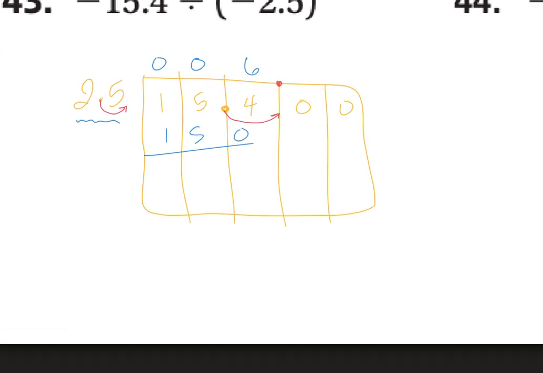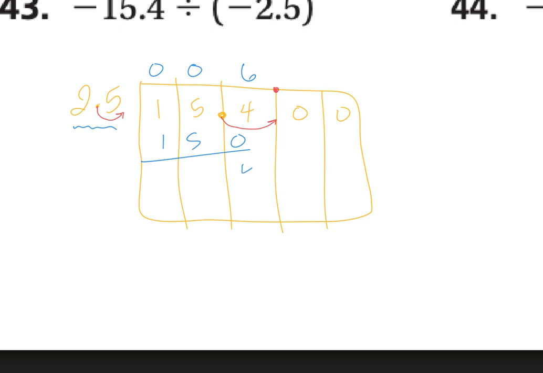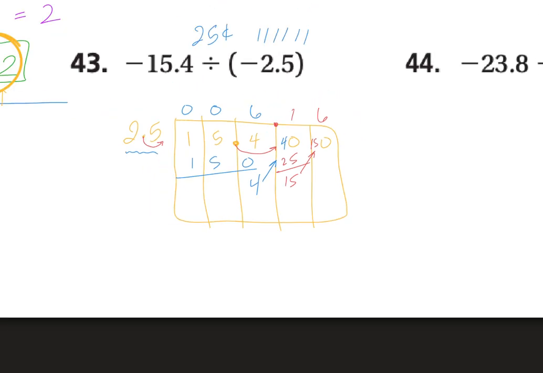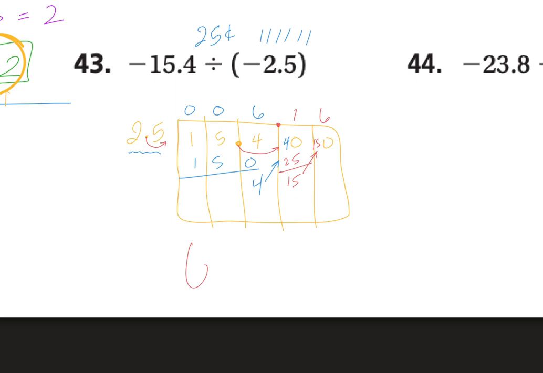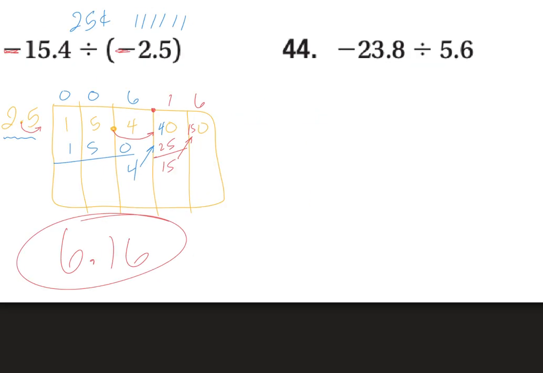Those are tally marks, by the way. So subtract, and you get 4. This jumps up here to be 4. Then it's going to be 1.25, we get 15. That goes up there, it's 150. And I feel like we've already done this because we have. The answer is 6.16. It's positive because we have a negative divided by negative. That makes positive. The same signs, positive.